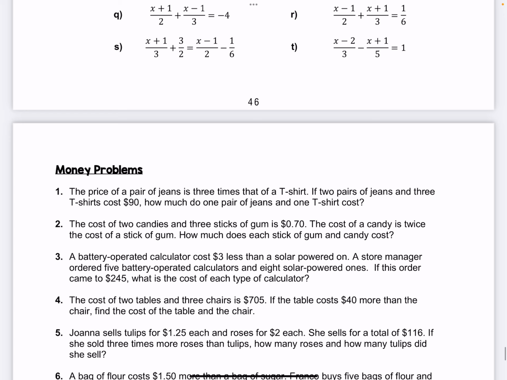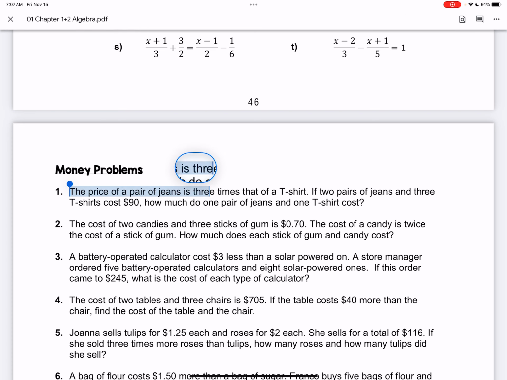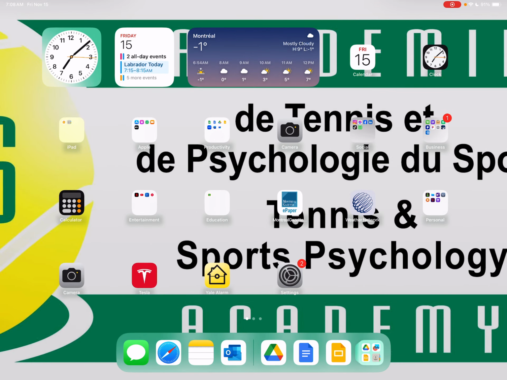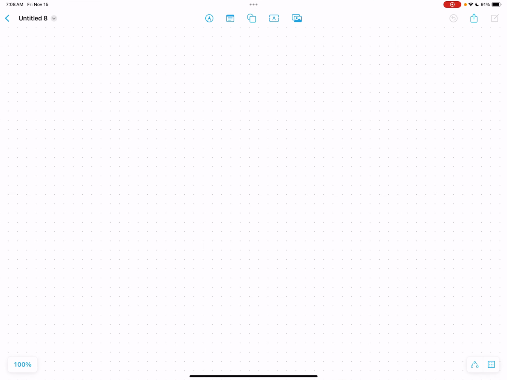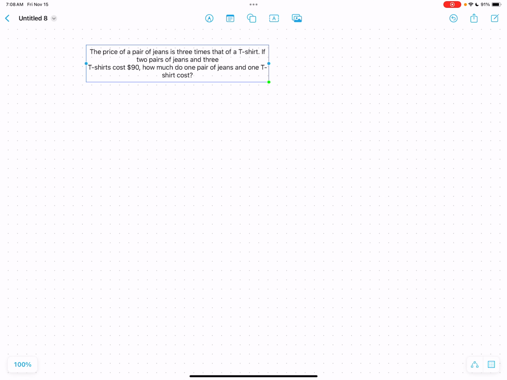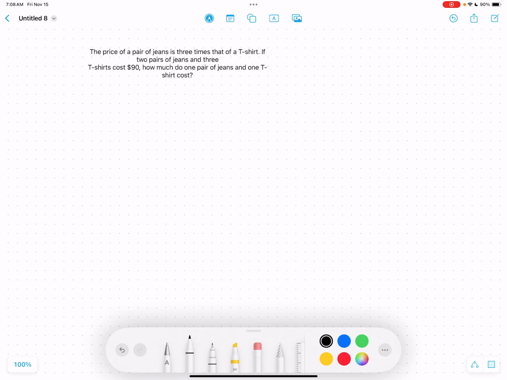Page 47, just to give you a quick example. The price of a pair of jeans is 3 times that of a t-shirt. So let me just take this question over here. Apple C to copy. If 2 pairs of jeans and 3 t-shirts cost $90, how much do 1 pair of jeans and 1 t-shirt cost? So, just to give you an example of what to do, I take this question and I will pretend to do it. I'll pretend to be you. We can play the game I am you and you are me, if that makes any sense.